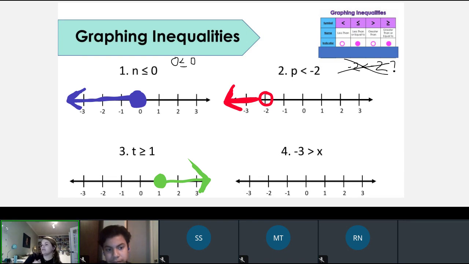Okay, now this next one, number 4, can be a little bit tricky because our x value, our variable, is on the right-hand side. So it's a little bit different to read. But let's go ahead and read this. It says -3 is greater than x. So -3, put a circle around it, is bigger than all of my x values. So I want all x values that are smaller than -3. So I'm going to shade to the left.